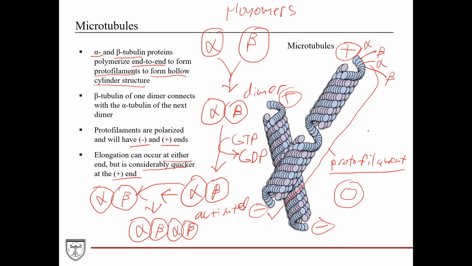The other thing to make note of is that microtubules can disassemble. So you can come from this protofilament and disassemble back into these alpha and beta monomers. This is important particularly for the mitotic spindle, which is important in mitosis for aligning and then also segregating chromosomes in preparation for cell division. We'll talk a little bit more about that later.